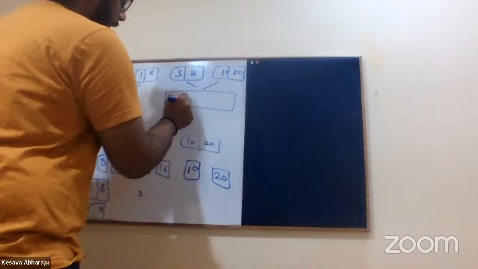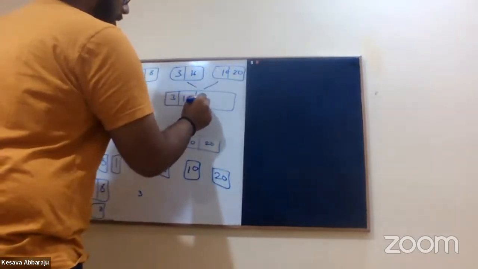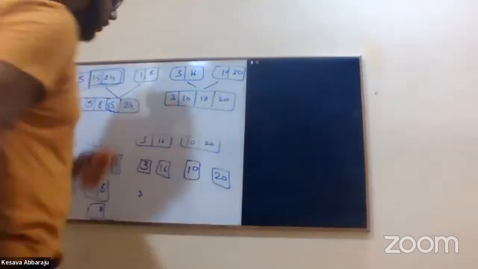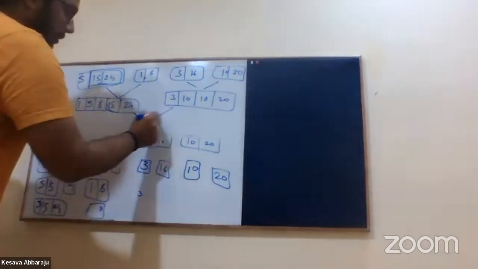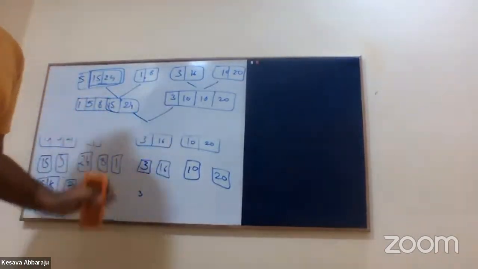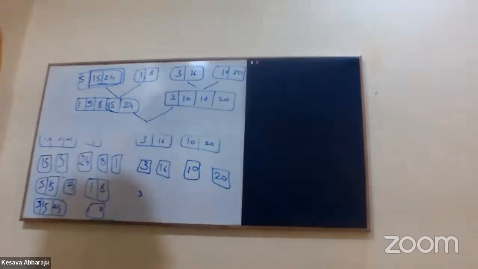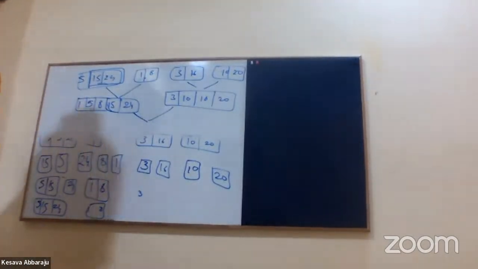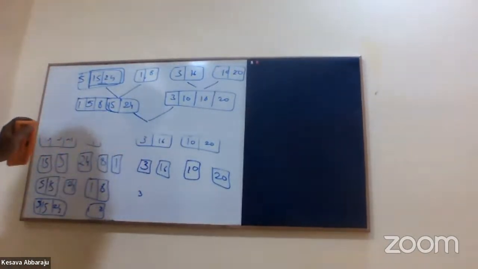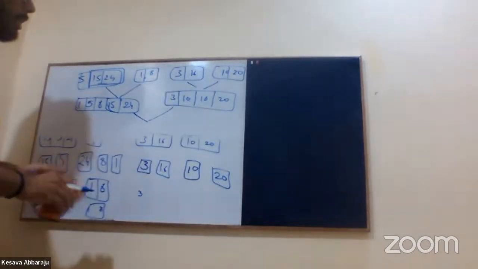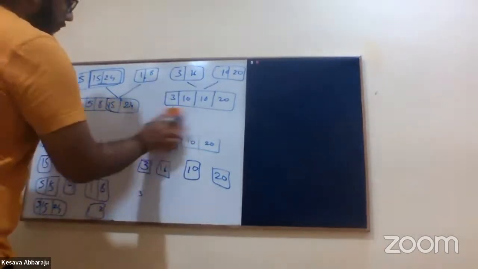10 is greater than 3 and less than 16. So we'll have it like this. So again we will do the same thing and we'll get the sorted list. So manually we can compare them like this, but do you have any idea how to turn this into a code? Let me take this example itself.